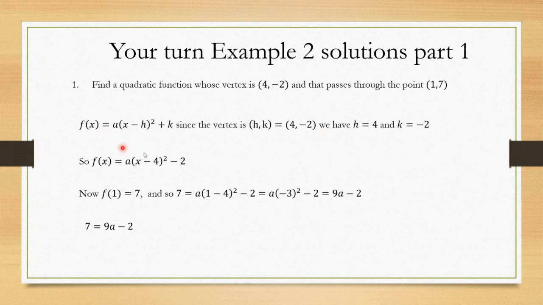Okay, so we have our quadratic function, right? So (h, k), which is the vertex, must equal the point (4, -2). So again, that's not too bad, right? We have h is 4, k is negative 2.